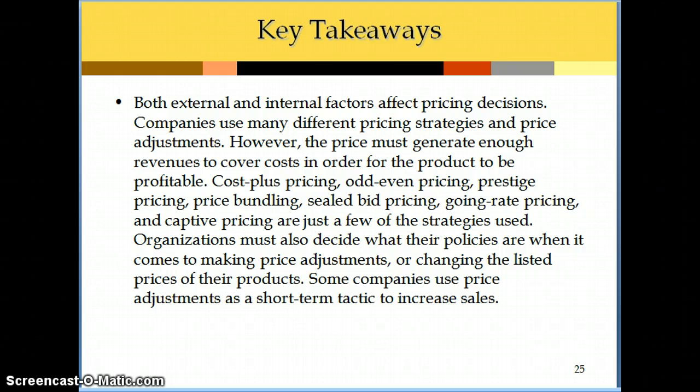Organizations must also decide what their policies are when it comes to making price adjustments or changing the listed prices for their products. Some companies use price adjustments as a short-term tactic to increase sales. This concludes our chapter on price, which is the only general revenue generator from the 4 P's. It's a very important chapter, and just to remind you, you need to know how to calculate the break-even analysis, and you need to be aware of the most commonly used pricing strategies.